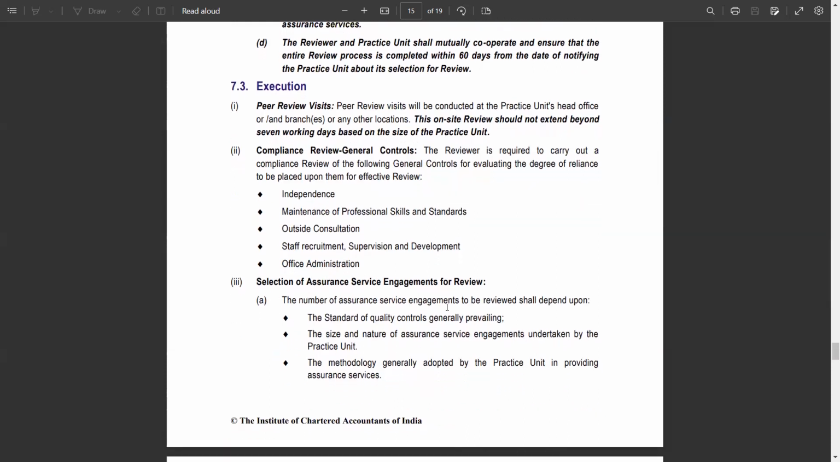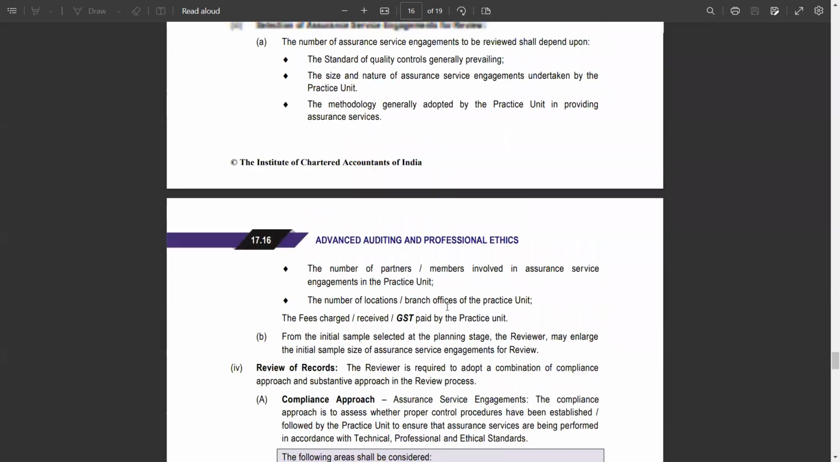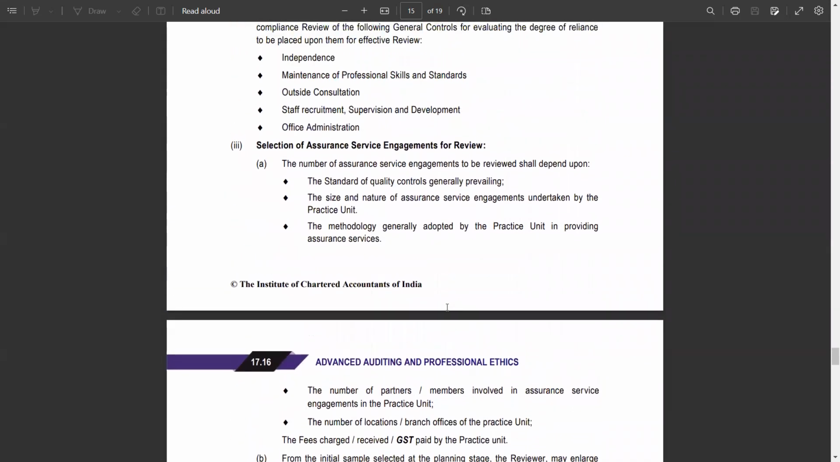Then after that we have selection of assurance service engagements for the review. This is basically the question which was asked in January 21, so this has some importance. Let's read this. Okay. This is very simple and it does not have anything further.